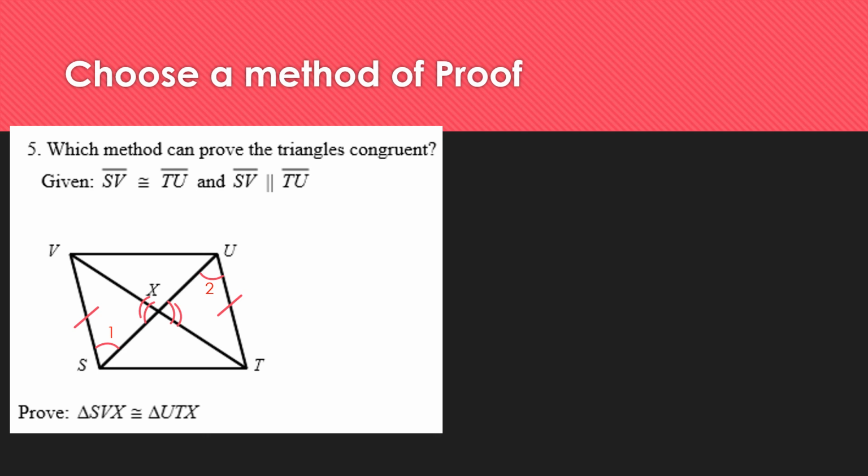So this is an angle-angle-side proof. But if you went this way, you could have also gotten an angle-side-angle proof had you labeled your other pair of alternate interior angles congruent.